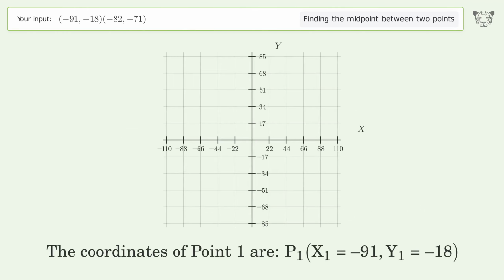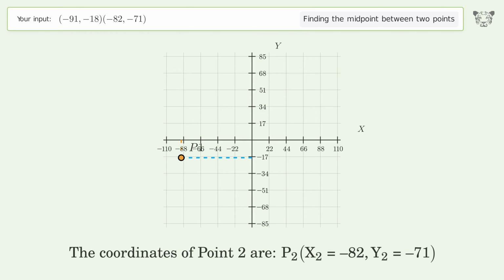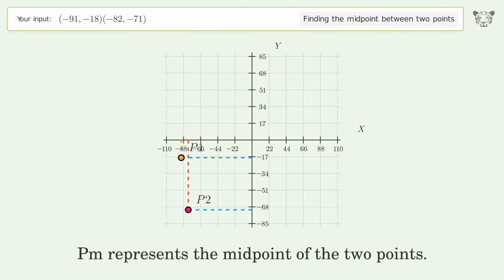The coordinates of point 1 are x1 equals -91, y1 equals -18. The coordinates of point 2 are x2 equals -82, y2 equals -71. PM represents the midpoint of the 2 points.